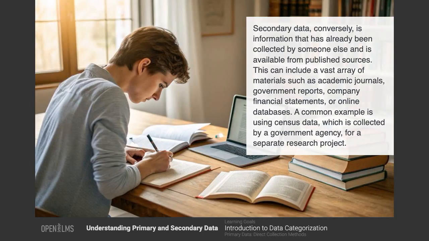Secondary data, conversely, is information that has already been collected by someone else and is available from published sources. This can include a vast array of materials such as academic journals, government reports, company financial statements, or online databases. A common example is using census data, which is collected by a government agency for a separate research project.